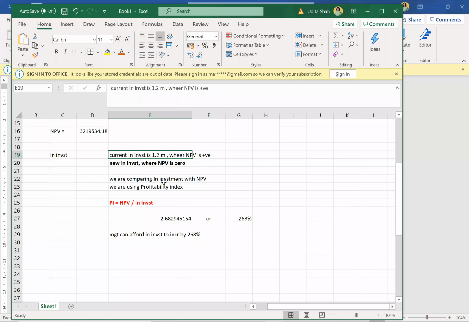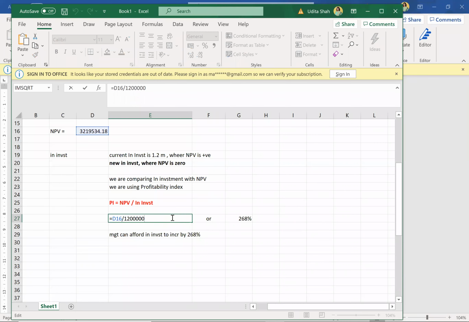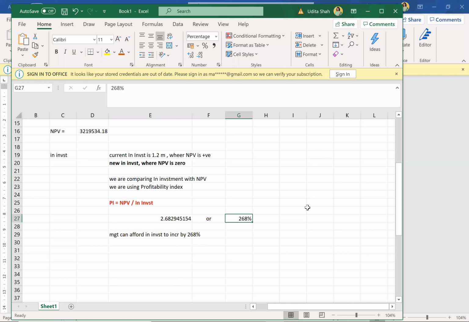So when you compare initial investment and NPV, it gives us a profitability index that we have already studied before. So what is the formula for PI? PI is NPV divided by initial investment. Okay. So that is 2.68. This is a ratio. So in percentage, it will be 268%.